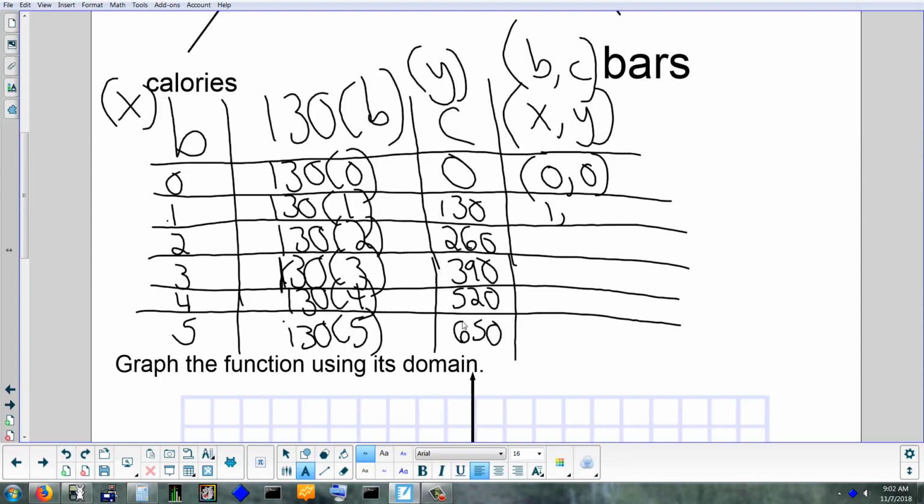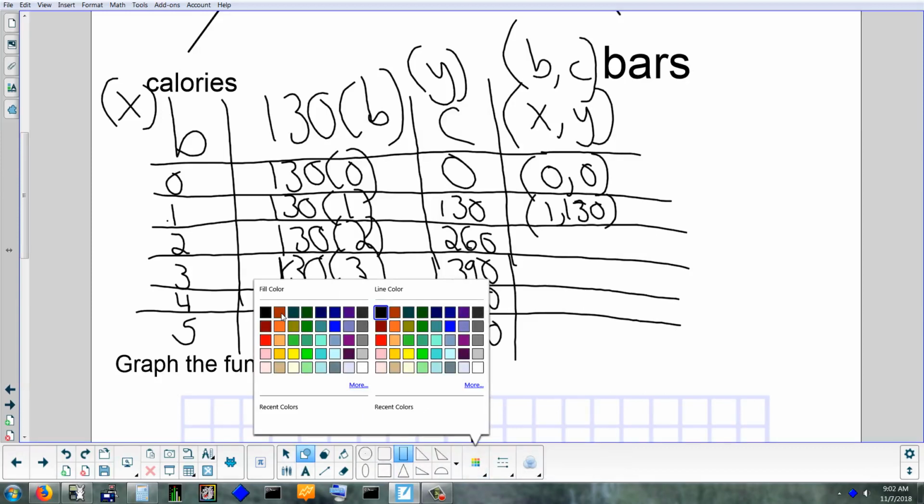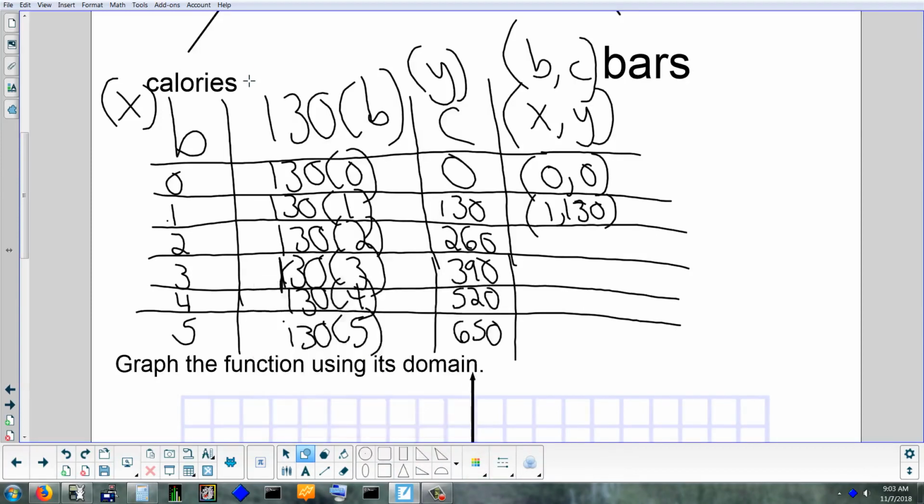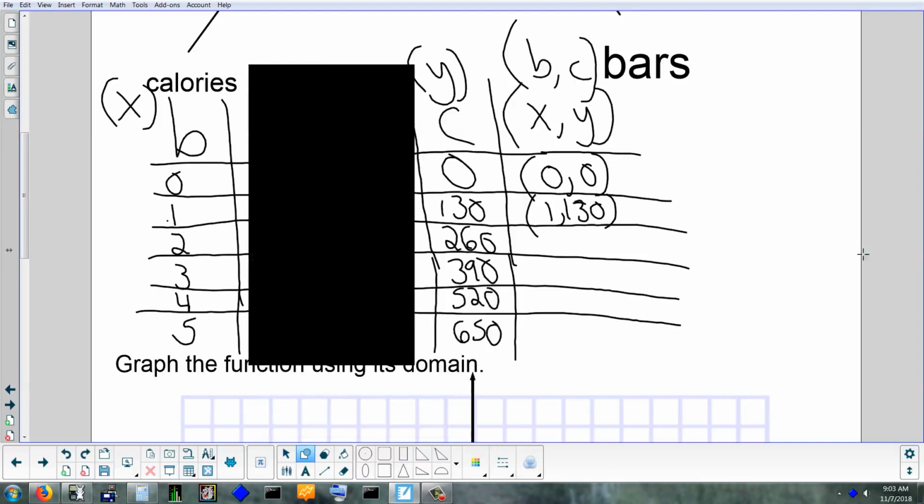So what was my second C value? The first one was 0, right? What's the one below it? 130. Again, I'm looking at this column and this column together, right? 130. How about Alex, my third coordinate? 2, 260. How about Laurel, my fourth coordinate?